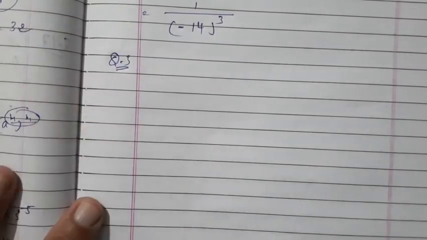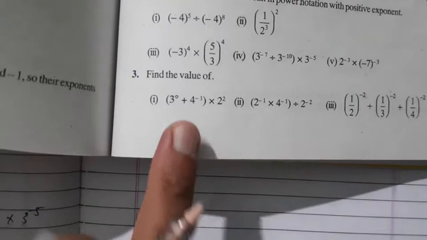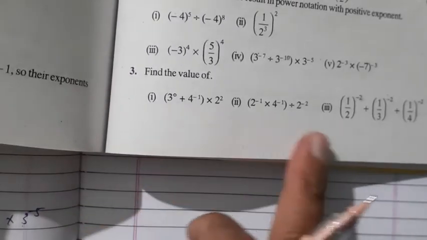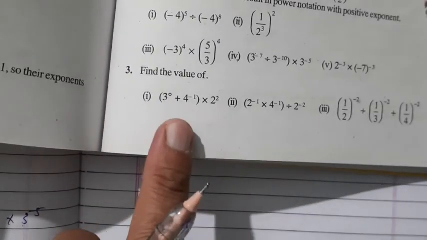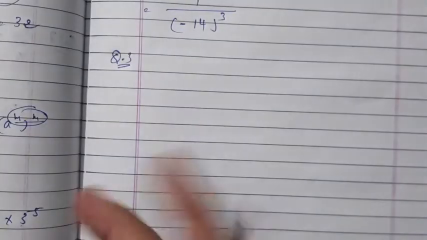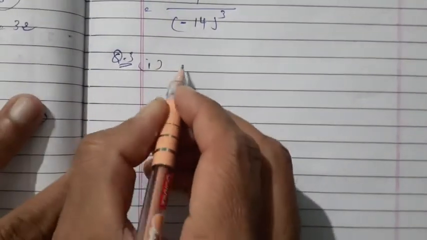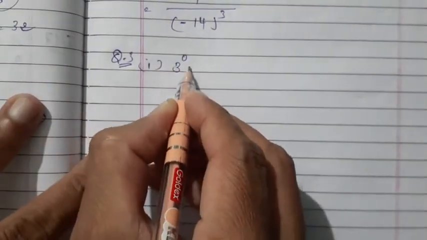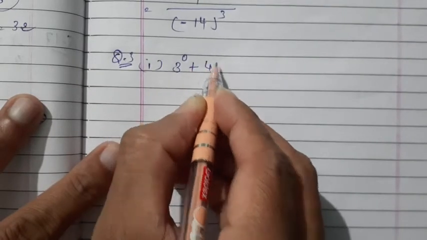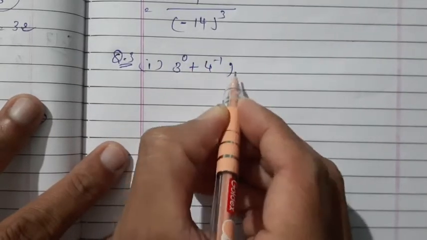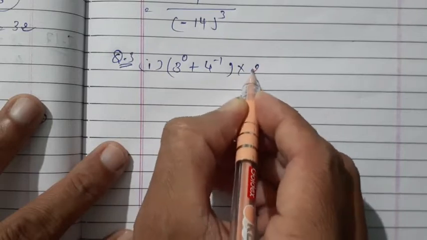Now question number 3. Find the value of, meaning here the expressions are given, exponents, you just find the answer of that one. Okay, first one is 3 raised to 0 plus 4 raised to minus 1 into 2 square.